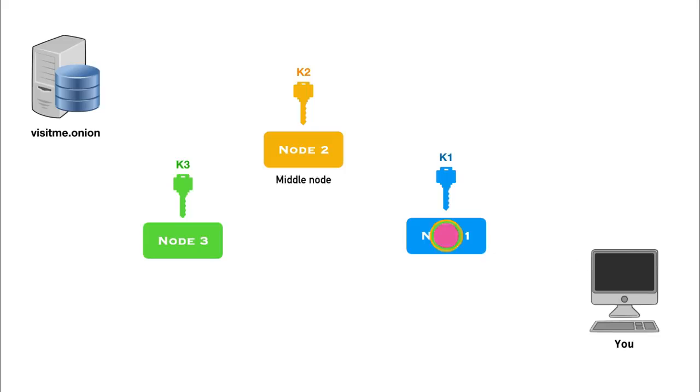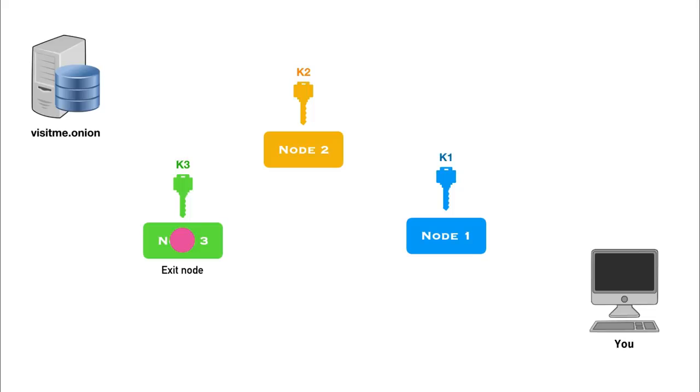However, once node 1 forwards the request to node 2 after decrypting one layer, node 2 has no idea who the real sender of this request is because it is receiving this request from node 1, who is not the real sender. It also cannot read your request because your request is still encrypted. So both confidentiality and encryption are preserved here at node 2. We call node 2 the middle node.